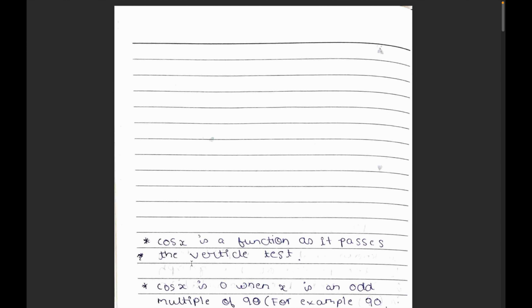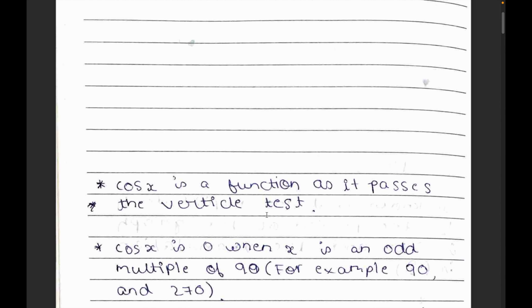Okay, now I'm going to show you some of my own notes. I was supposed to draw the function, but I was too lazy, so we'll just ignore that.